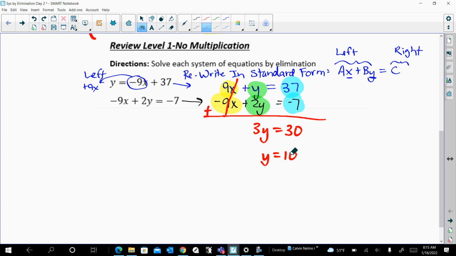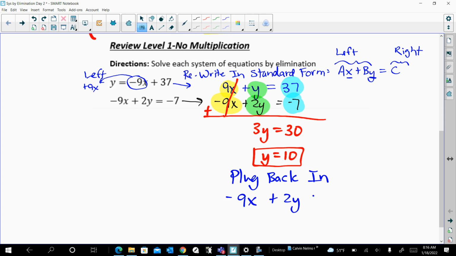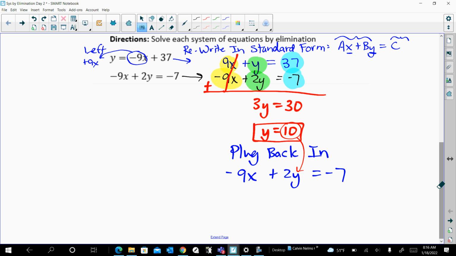We solved the equation. Now we have to plug it back in. Now that we have the y, we need to plug it back in. Which equation would you want to plug back into? It doesn't matter. Plug back in. All right, we're going to do the bottom, which is negative 9x plus 2y equals negative 7. We are now taking this y that we have the value for, which is this 10, and we're plugging it in for the y using parentheses into that equation. So when I do that, we have negative 9x plus 2 parentheses 10 equals negative 7.